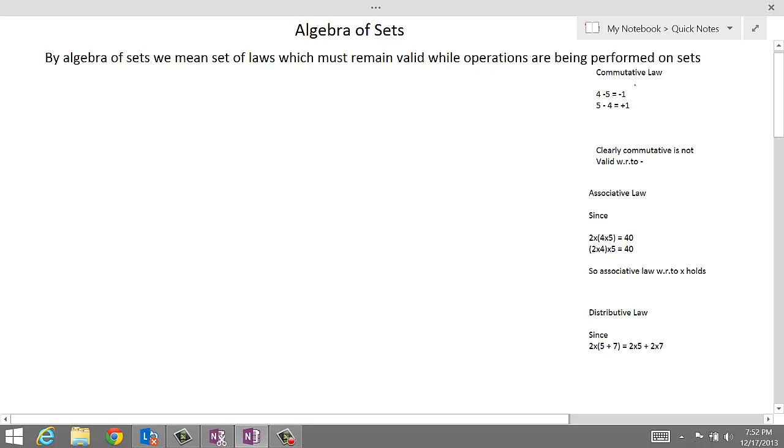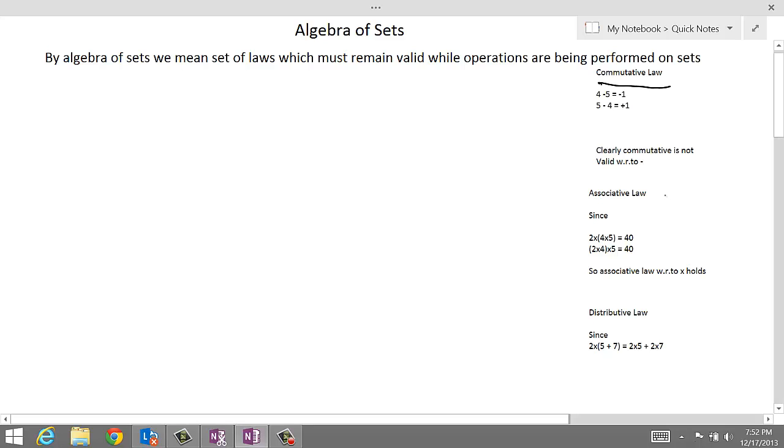Commutative law. If we subtract 5 from 4, the answer is -1. But if we subtract 4 from 5, the answer is +1. Clearly, +1 is different than -1. So if we switch over the places, the answer is different, and we say that commutative law is not valid here with respect to minus. But if you were to verify this law with respect to addition, it will hold because 4 plus 5 will be 9 and 5 plus 4 will be 9 again.